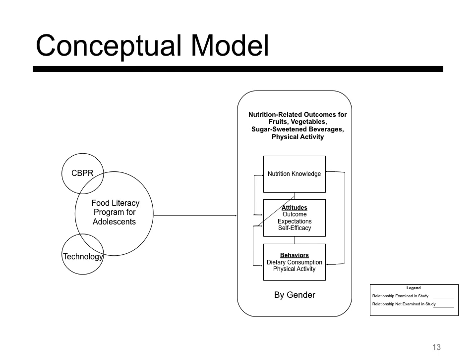So you can see how and where variables overlap and how I'm looking at the direction of it. So I was looking at how CBPR and technology within a food literacy program can impact these nutrition-related outcomes. Drawing out your rationale in the form of a conceptual map can be helpful in visualizing what you mean.